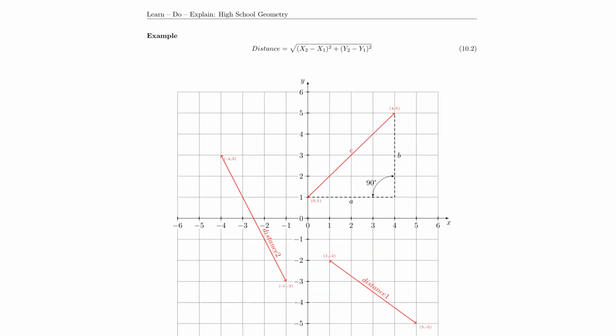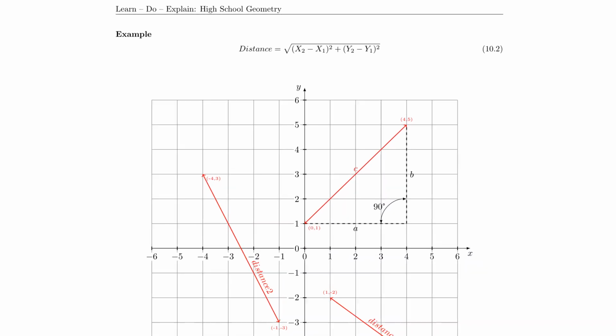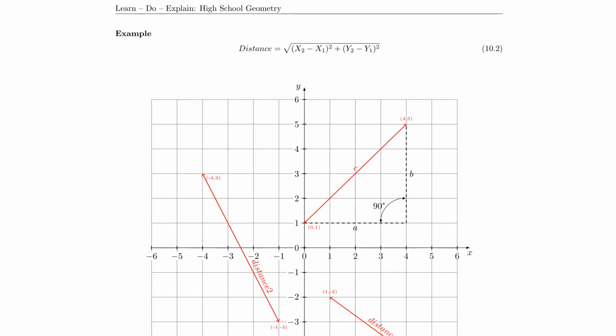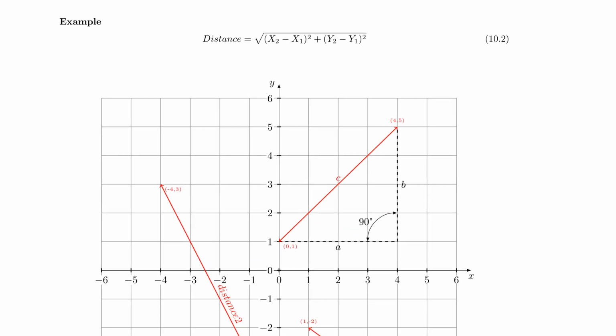Okay, so with this important concept of the Pythagorean theorem, we can also calculate the distance between 2 points in the coordinate system. How do we do this? So let's have this example. This point right here is (4,5), and this point right here is (0,1). We want to know the distance between these 2 points, which in this case will be C.